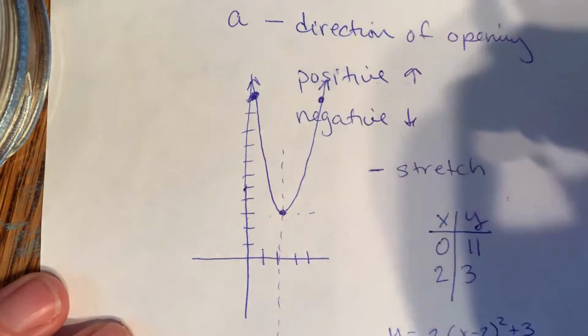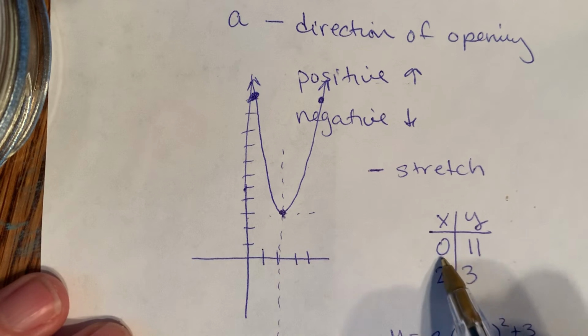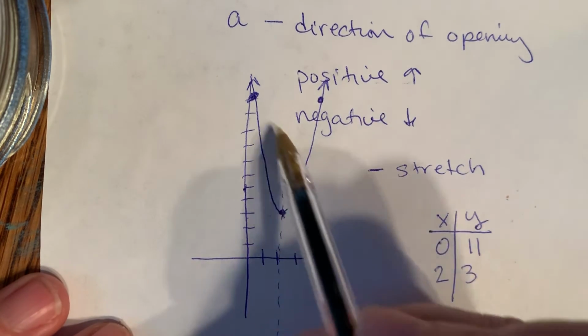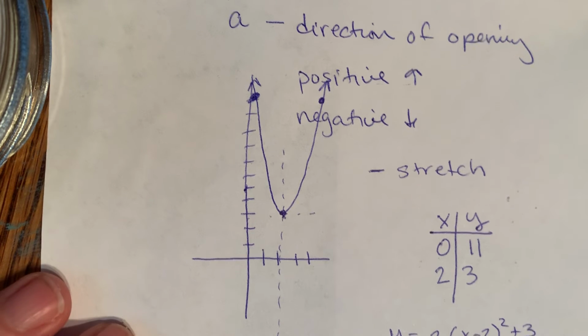On Khan Academy, I would move this point to the right coordinate of the vertex. And then since I know it's 0, 11, I would just drag the other point here. Okay? So I did tell you I would show you the shortcut.